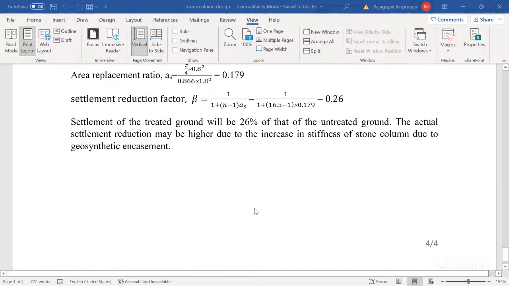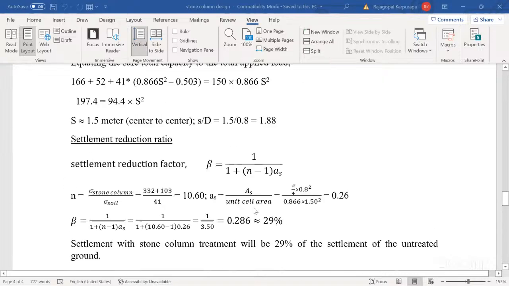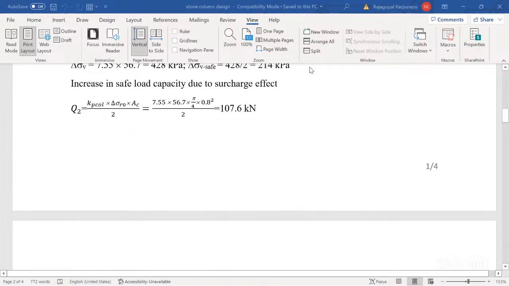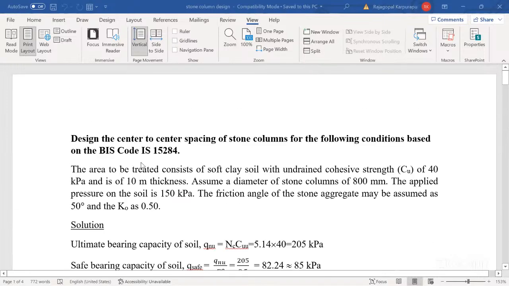So I will circulate this set of calculations along with the code. I think I've already discussed the code IS 15284 in the lecture. But anyway, I'll circulate this.